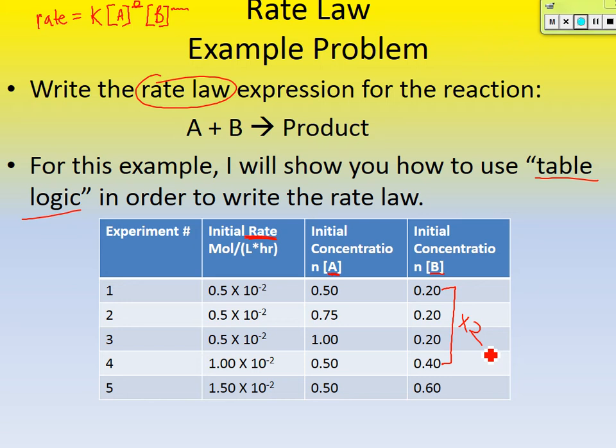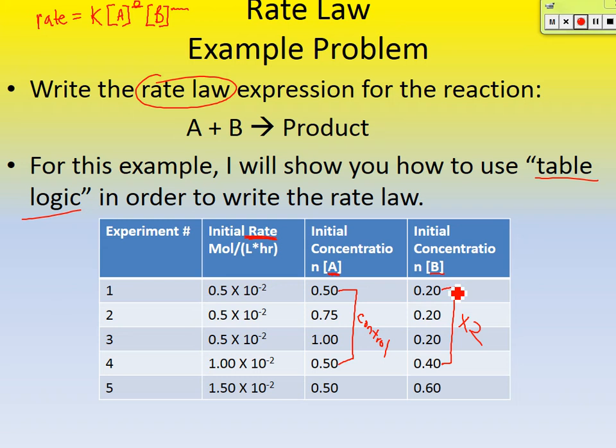Now why we picked 1 and 4 was because A, what's happening? It's not changing. So this is my what? That's my control. You could have picked 4 and 5, but it would have been more difficult because this isn't really doubling, is it? No. So it's better to pick 1 and 4 here. Yeah, always look for where it's doubling. That makes the math easier.